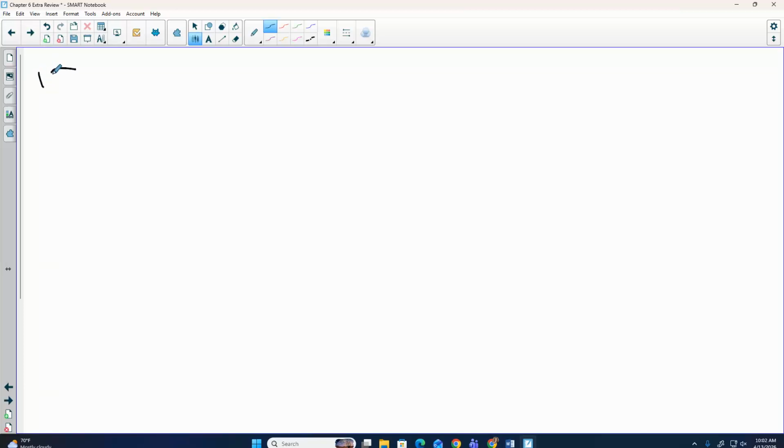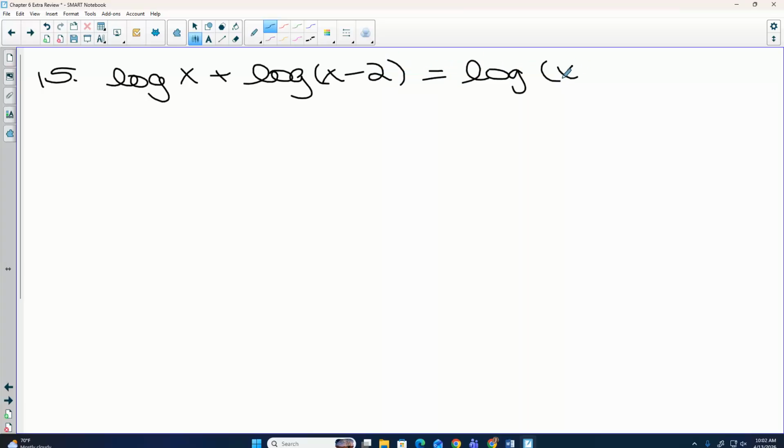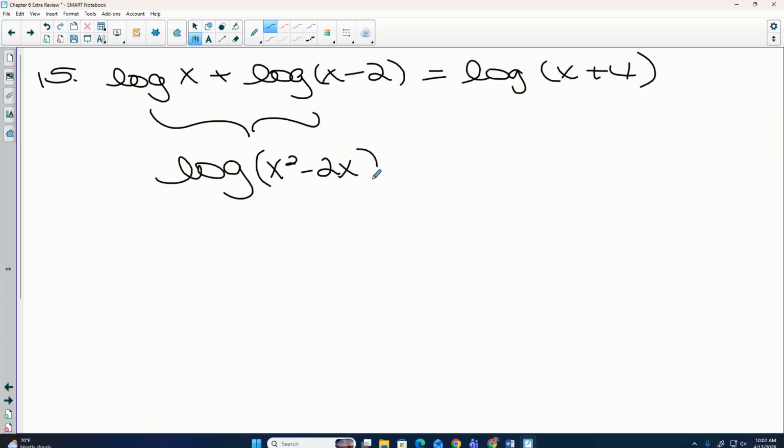Problem 15. Start by using the properties to simplify. If you have 2 logs added, how do we put them together? So if you distribute that x, you get x squared minus 2x. All right, on the right-hand side, I only have a single log, so that comes down. Now I have 1 log on each side. What does that mean?